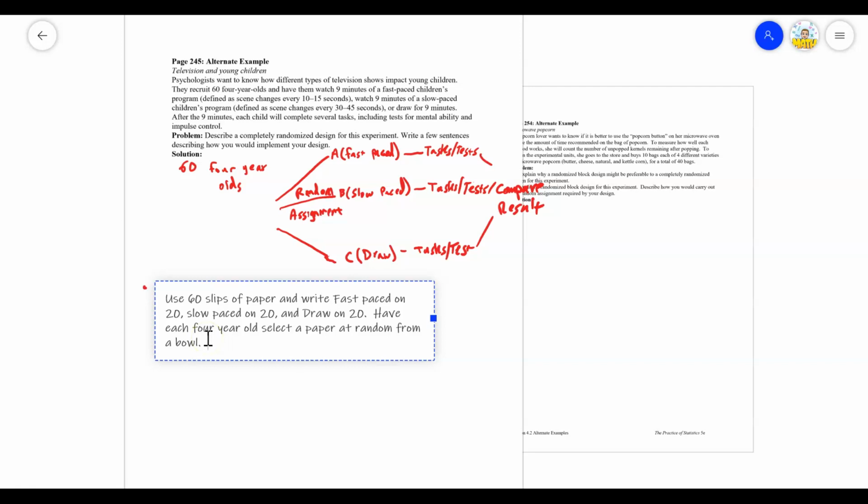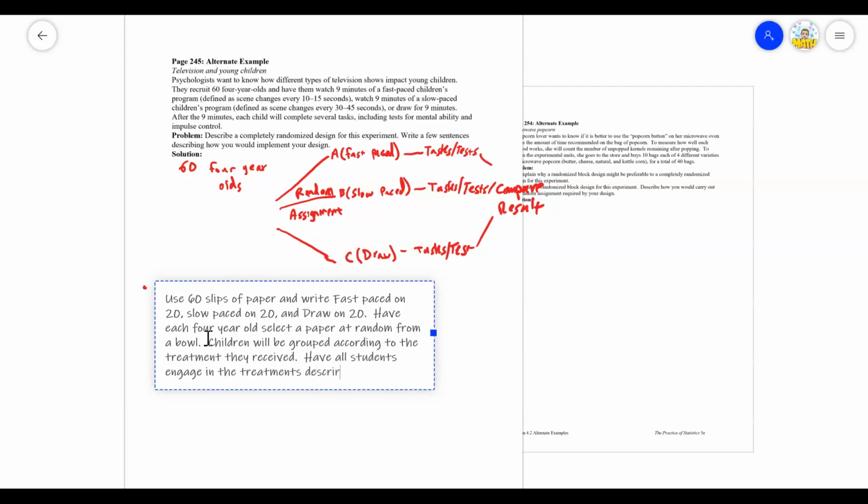So have each 4-year-old select a paper at random from a bowl. Students, or children, will be grouped according to the treatment they received. Have all students engage in the treatments, which they've already described. We don't need to re-describe them.